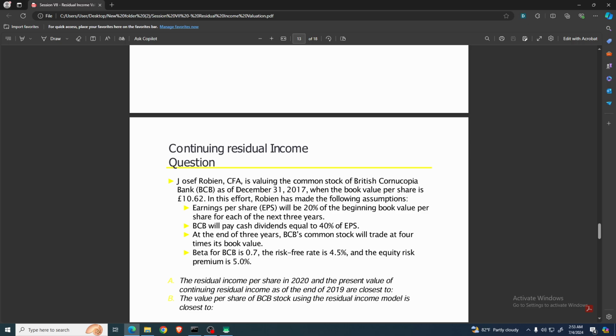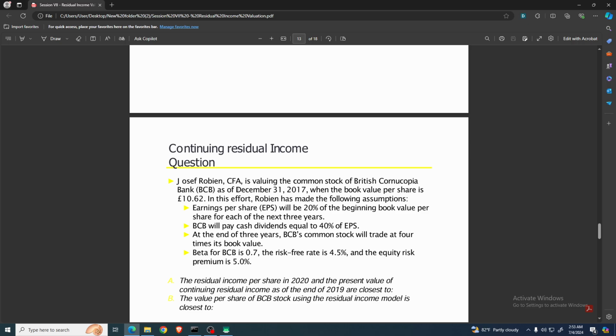Beta is going to be 0.7. The risk-free rate is going to be 4.5%. Equity risk premium is going to be 5%. So what we are required to find is the residual income per share in 2020 and the present value of continuing residual income as at the end of 2019. So again, here also we can use the standard residual income model to our advantage. To calculate the residual income per share in 2020, we simply do what we were doing earlier.